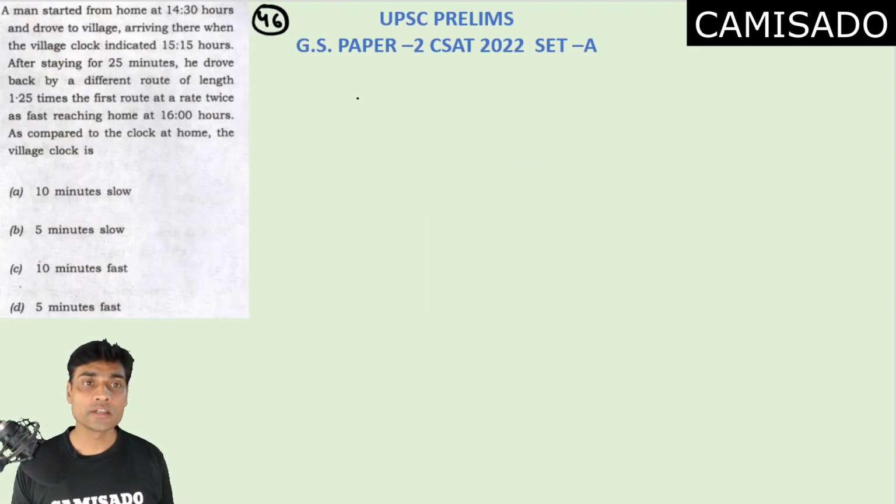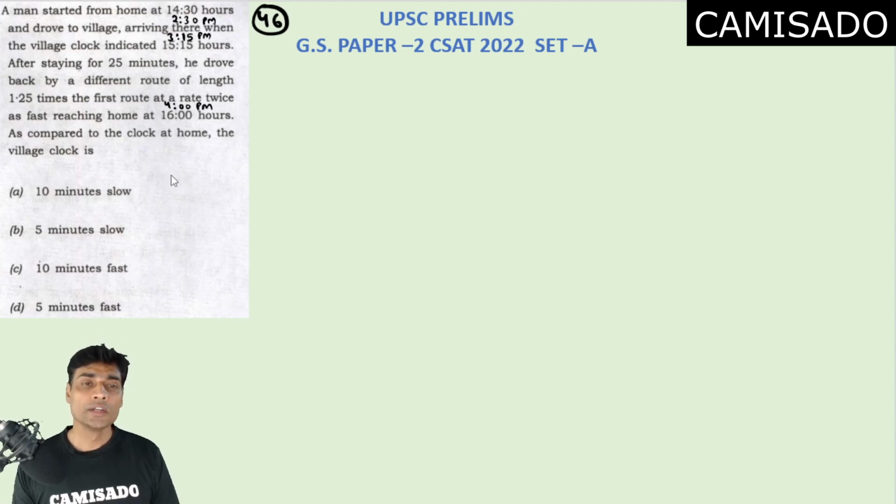A man started from home at 14:30 and drove to village, arriving there when the village clock indicated. So we have taken time in 24 hours format. We will take it in 12 hours format. It's 2:30, it's 3:15, then again it's 4. Okay, so all are in PM.